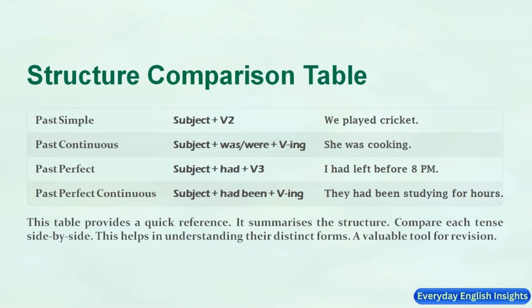Let's compare the structures side by side. Past simple: subject plus V2, we played cricket. Past continuous: subject plus was, were plus verb ing, she was cooking. Past perfect: subject plus had plus V3, I had left before 8 p.m. Past perfect continuous: subject plus had been plus verb ing, they had been studying for hours. This summary makes it easy to revise and distinguish between each form at a glance.